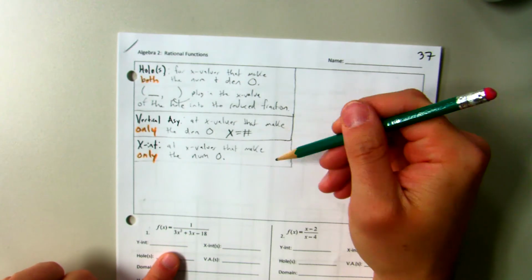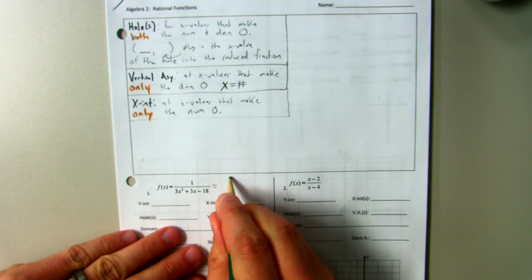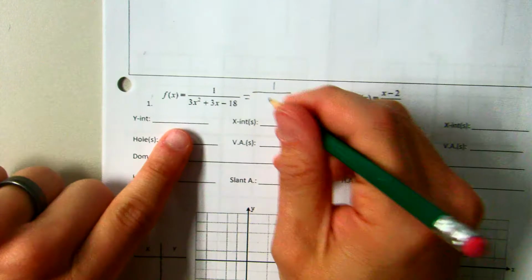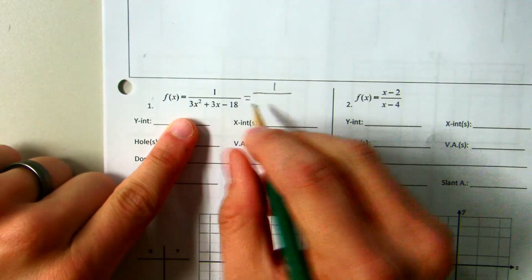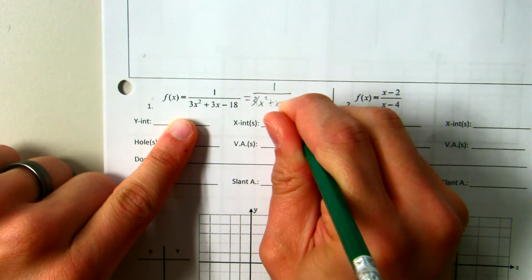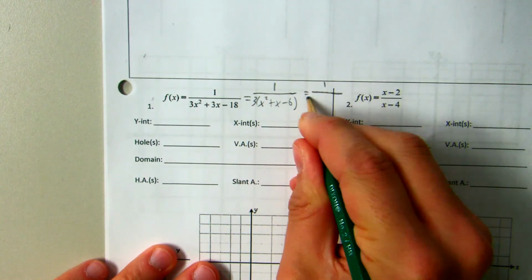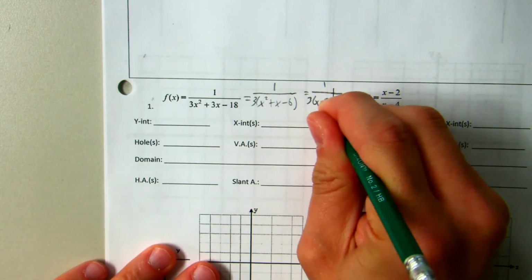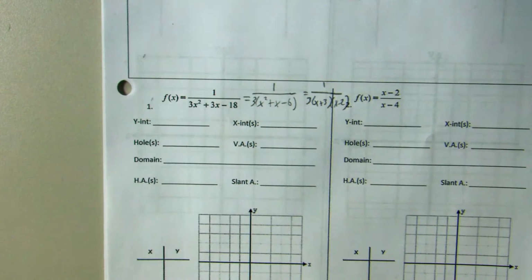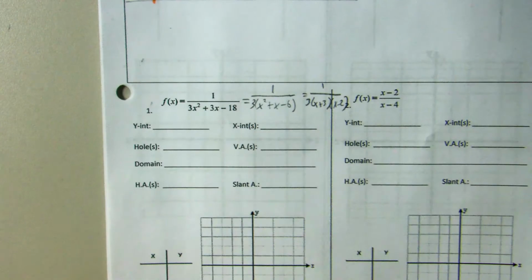So for all 3 of these, you need to know which numbers make the numerator and the denominator 0. So if something factors, you definitely want to factor it. 1 doesn't factor, so you can't do anything with that. From here, I can factor out a 3. And then it's a trinomial that factors as an x plus 3 times an x minus 2.